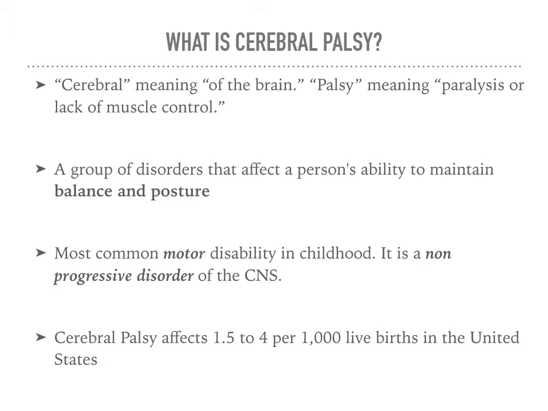Alright, so what is cerebral palsy? To break it down, cerebral actually means of the brain, and palsy means paralysis or lack of muscle control. So when you think of cerebral palsy, think about a disorder that affects a person's ability to maintain their balance and posture. Cerebral palsy is an umbrella term for many of the different disorders below it. It's actually the most common motor disability in kids, and it's a non-progressive disorder. Cerebral palsy affects about 1.5 to 4 per 1,000 live births in the U.S.